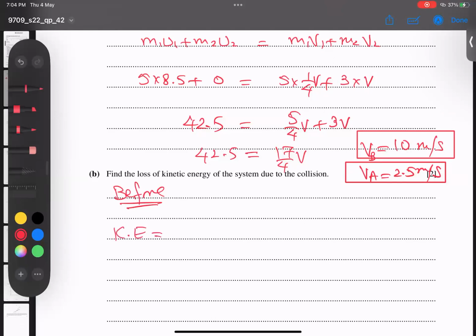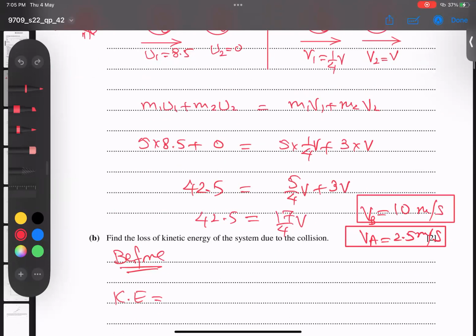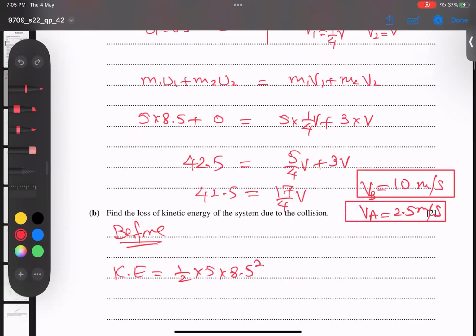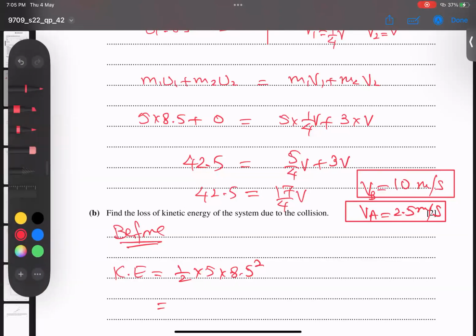You know, it is half m v squared. What is the speed here, students? You know where the half m v squared is: there's v and there's a mass. So half m v squared, the mass is 5, v is 8.5 squared. And the velocity of the B particle is 0, so no kinetic energy will come from here. If I type this in the calculator, half into 5 into 8.5 squared, I get 180.625 joules. This is before.